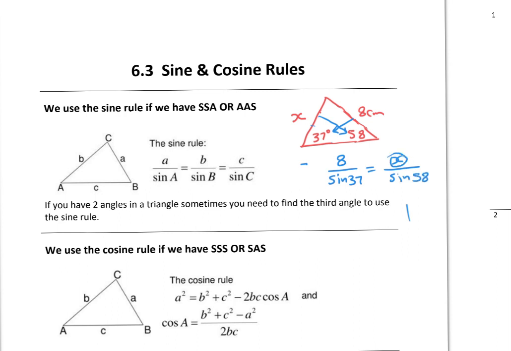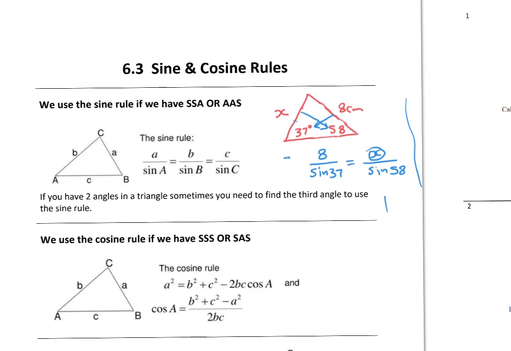Now we can find x. Cross multiply directly in one step in this one, you don't need two steps. So x equals 8 sine 58 over sine 37. What is the answer? It's going to be 11.27, or 11.3 to 3 significant figures. So this is how to use the sine rule to find a side or angle.